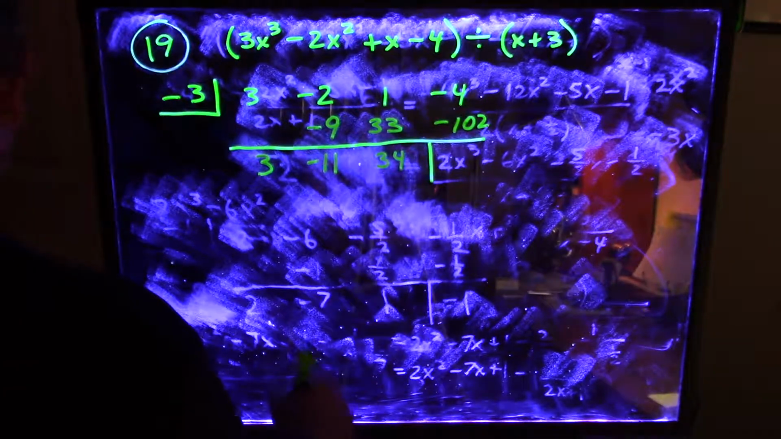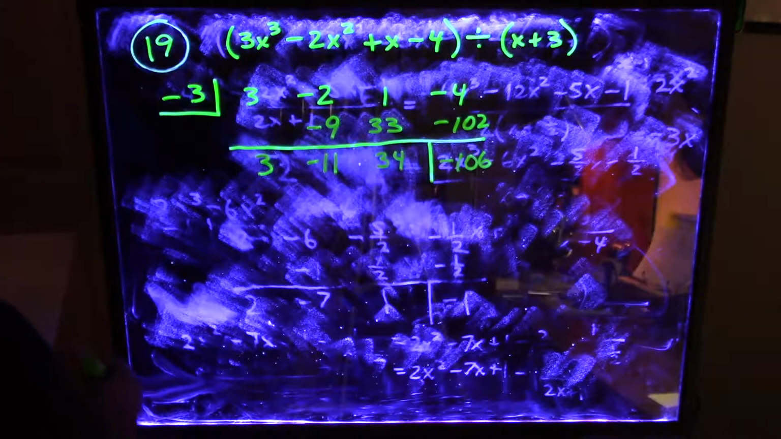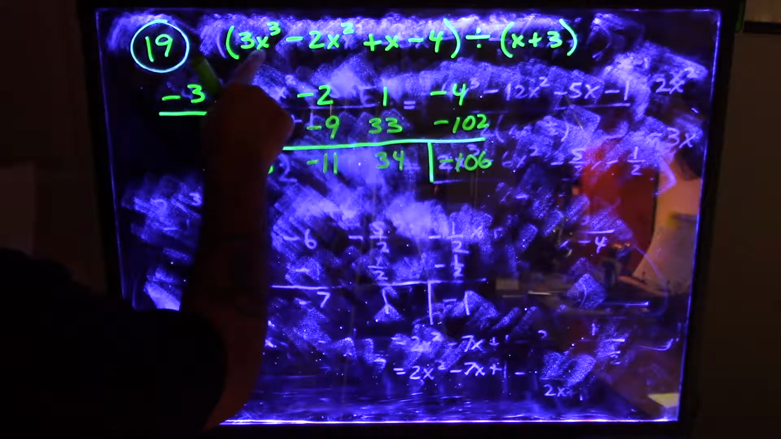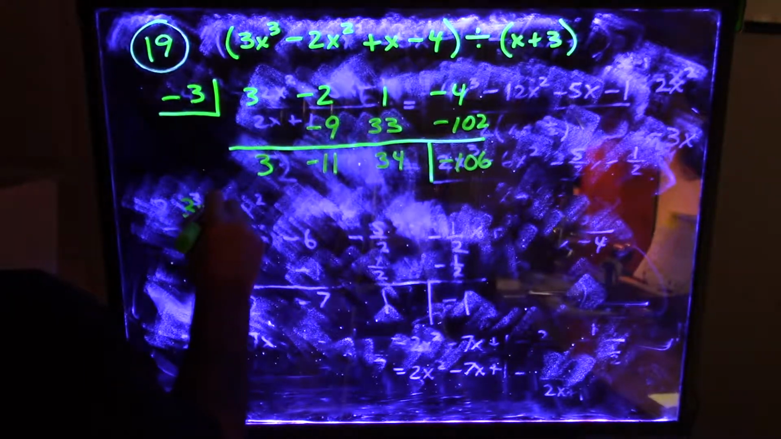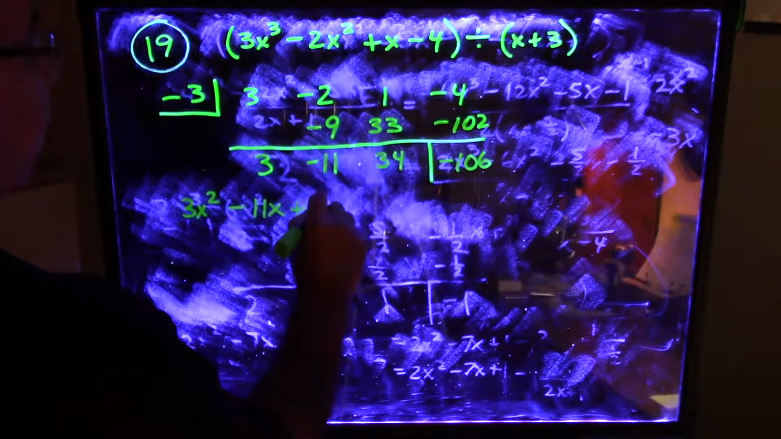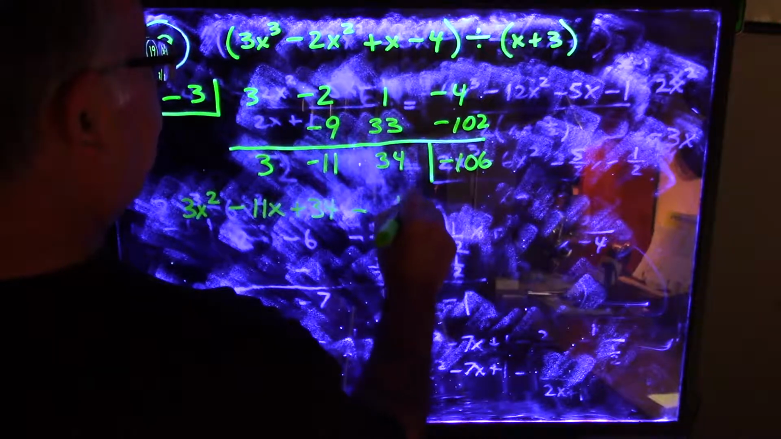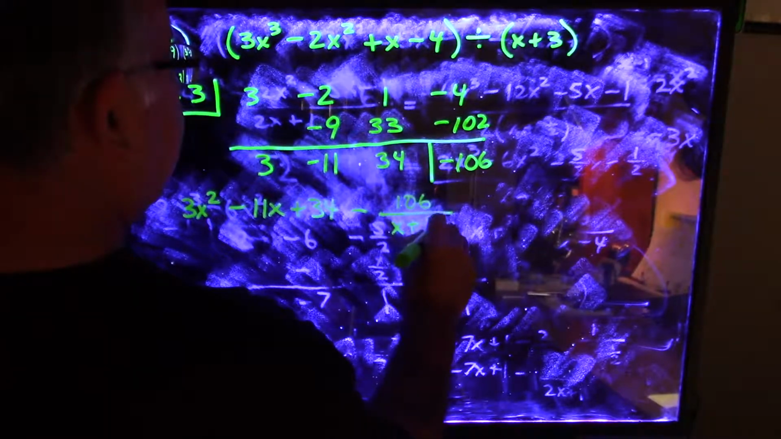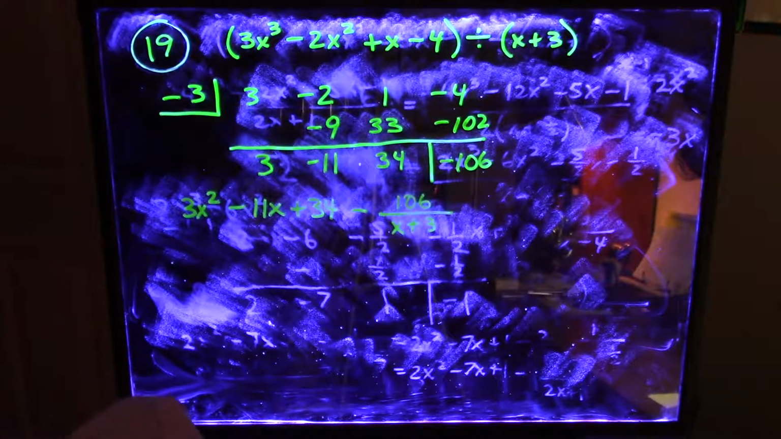Add these two numbers, you get negative 106. That would be the remainder. So this represents, the original was 3x cubed, so that's going to be a 3x squared minus 11x plus 34. And then the remainder over the divisor, so that would be minus 106 over x plus 3. So that's the answer to this division fully written out. Okay?